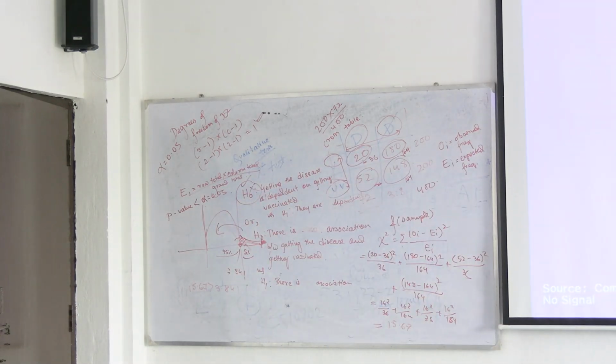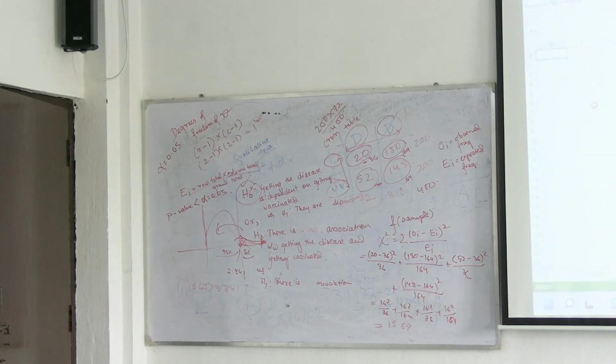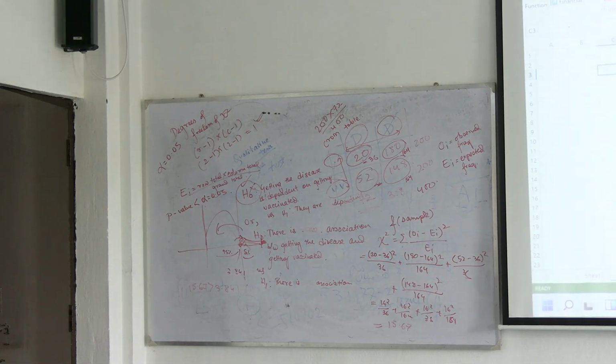So chi-square test we have learned. Now how to do the chi-square test on Excel? Let's take the same data. So what is this data? Yes, 20, 52, 180, 148. This is what we have.